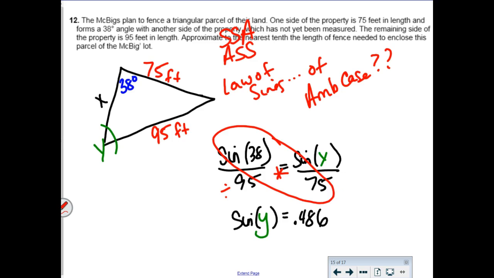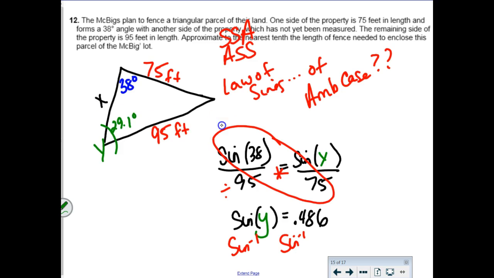All right, 0.486. So finally, you're going to apply the inverse sine. I know you guys don't normally write out all this work because you just intuitively do it on your calculator, and that's fine. The inverse sine of this decimal is something. 29.1. Okay.